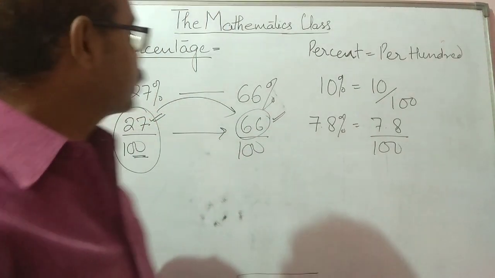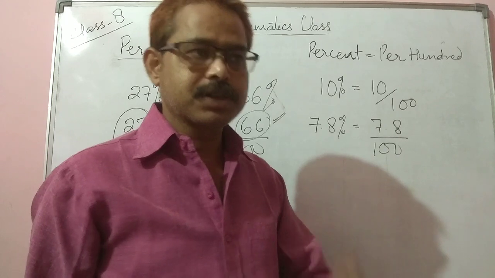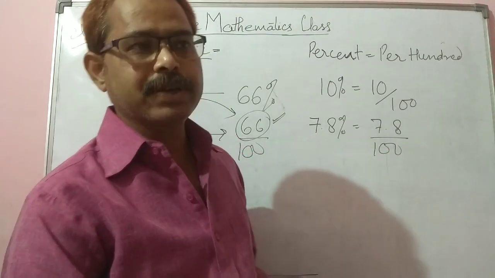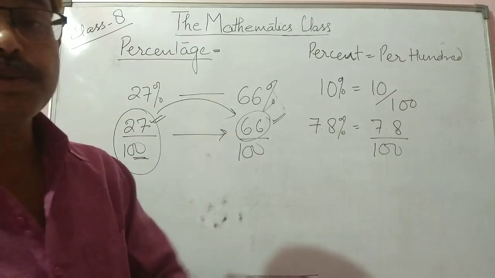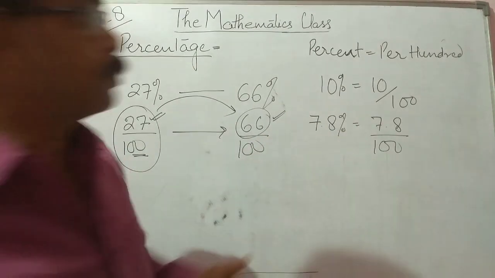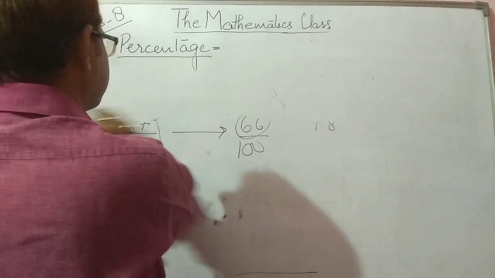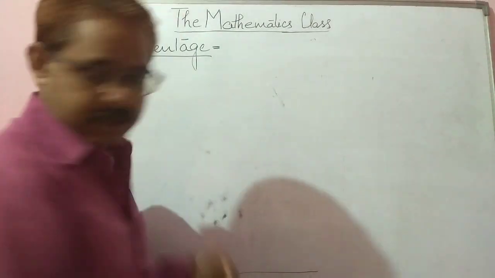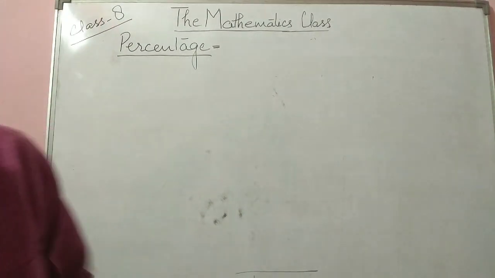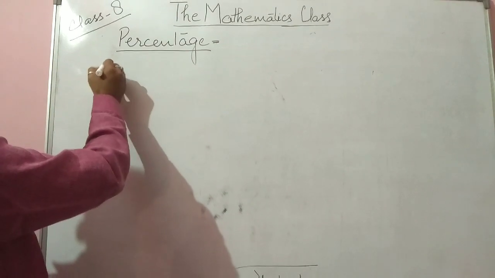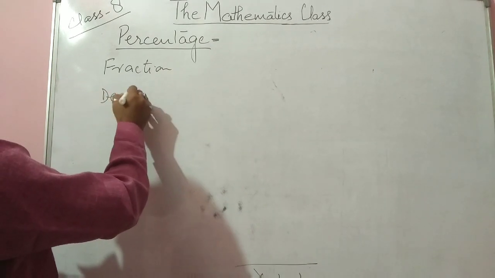So what is the meaning of percentage? Percentage means per 100, on every 100, what is the change or whatever we want to measure, and when we are measuring it in percentage, it is known as percentage when we take the denominator as 100. Now there are few things that you need to remember. One is percent, then it is fraction, and then it is decimal.